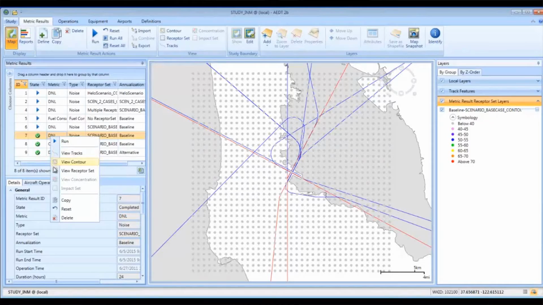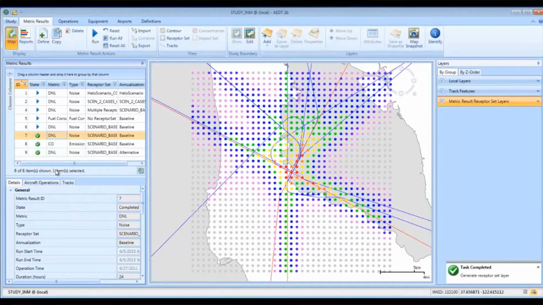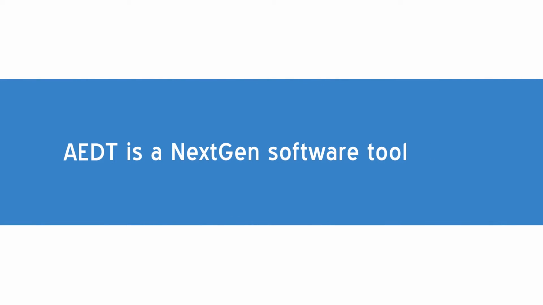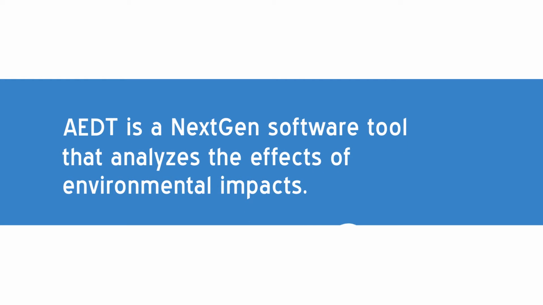They're all interrelated. AEDT, or the Aviation Environmental Design Tool, is the first software tool of its type. AEDT is a Federal Aviation Administration NextGen software tool that we use to analyze the effects of environmental impacts. It's a single model capable of predicting fuel burn, noise, and emissions for aviation operations, and it's scalable all the way from a single runway all the way up to a global analysis.